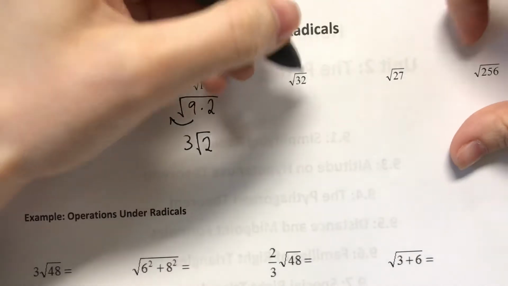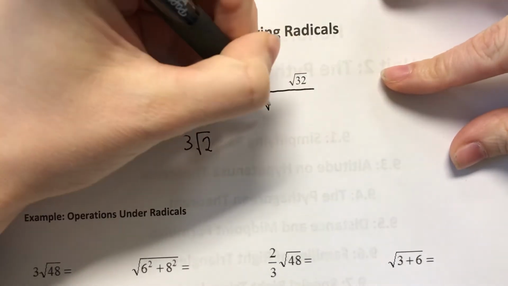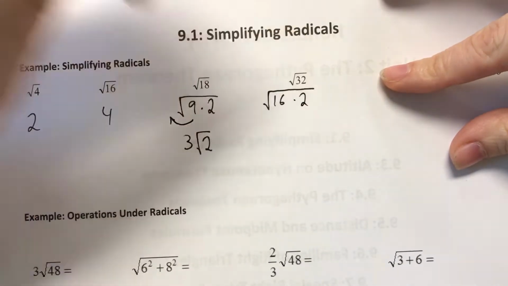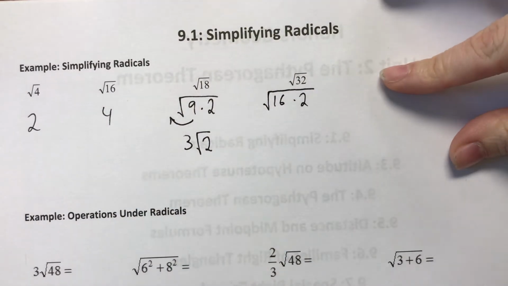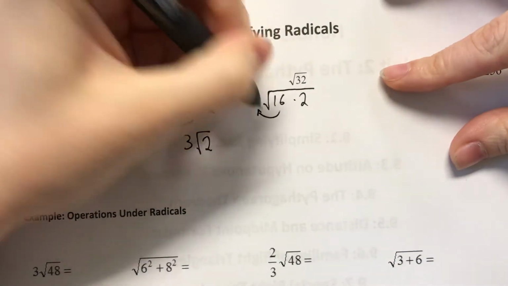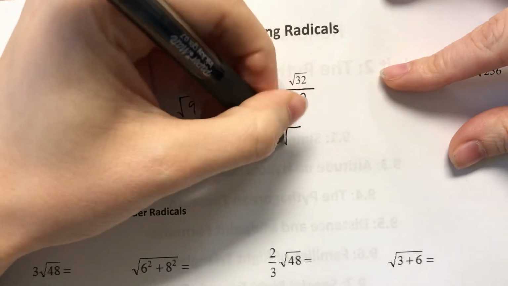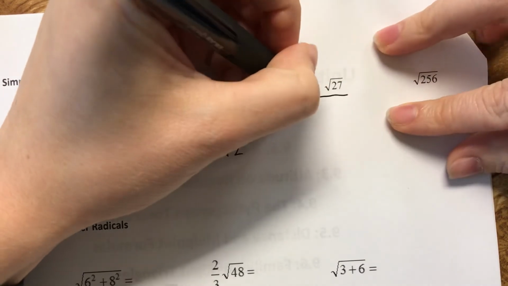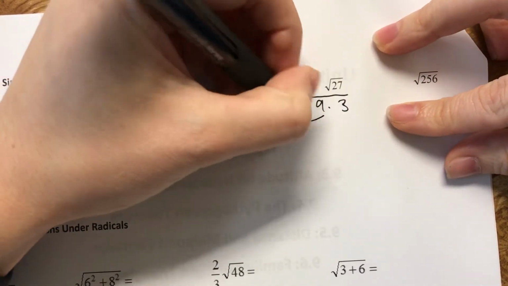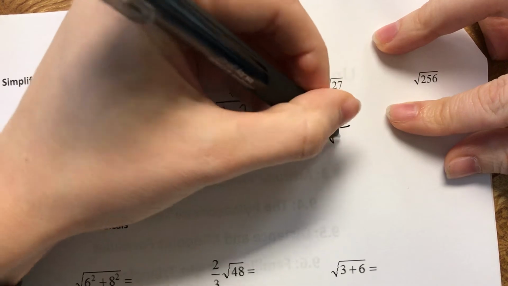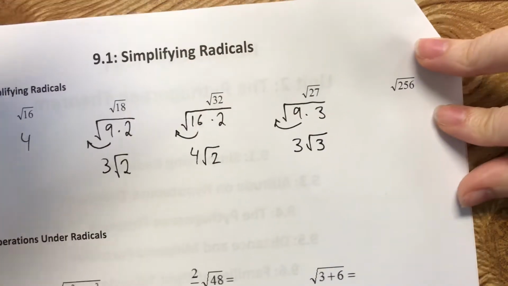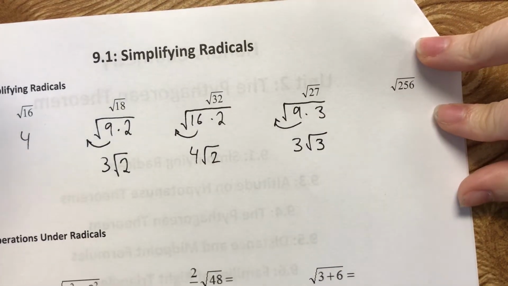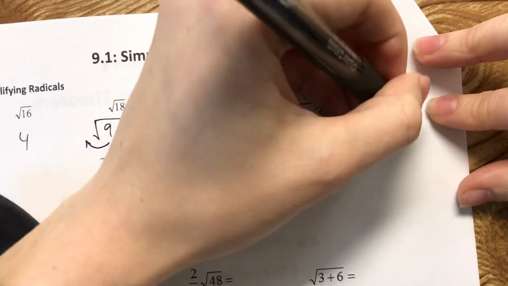For 32, square root of 32, same thing. We're going to look for a square number factor pair. We're going to use 16 times 2. I know that 8 times 4 is also a factor pair of 32, but we want to use the one with the largest possible square number in it. So 16 is going to work for us. We pull out the 16, it becomes a 4, and we have 4 square roots of 2. For the square root of 27, 27 is like 9 times 3, so we pull that out. 9 becomes 3, and our answer is going to be 3 square roots of 3. 256 is a square number, so when we take the square root of 256, we just get 16.